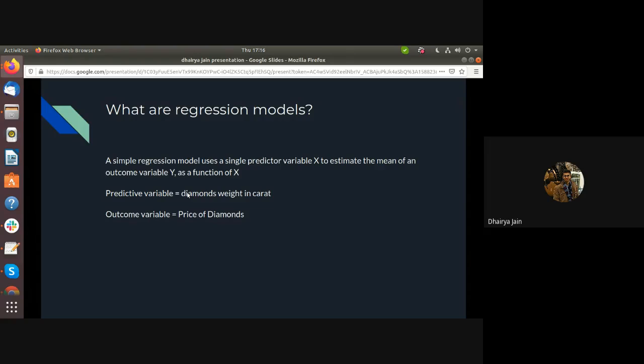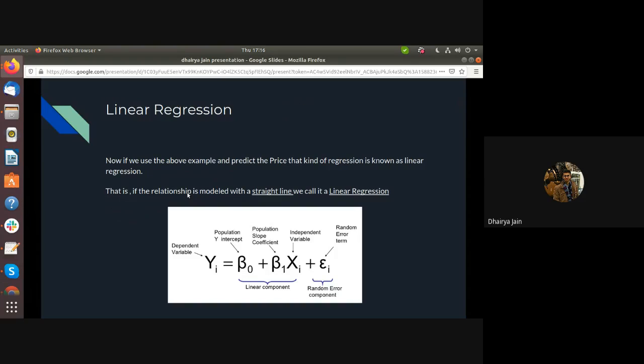So in these regression models, the first type is the linear regression model. As the name suggests, it's a model which draws a relationship as a straight line. Now we can correlate this equation of the linear regression line with the one which we used to do in 10 plus 2, y is equal to mx plus c.